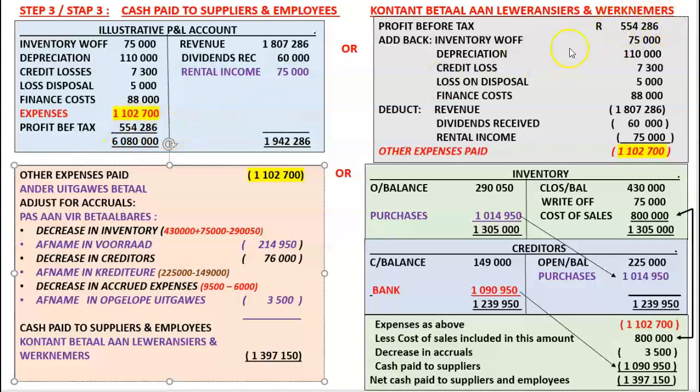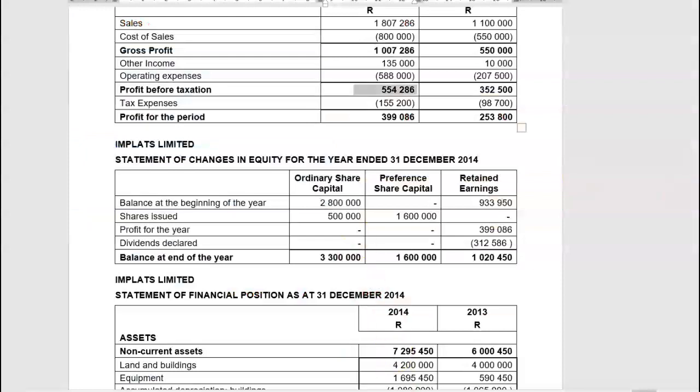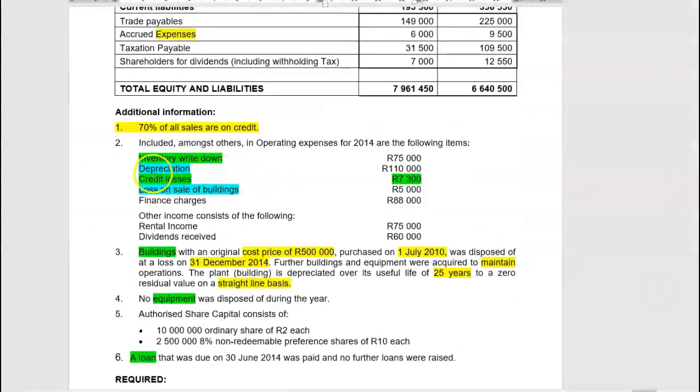The first adjustment that we're going to make is for non-cash flow items. Those that we've picked up in our accounts here, we can use that immediately. Depreciation, 110,000. Loss on the disposal of buildings, 5,000. Then going back to the question itself, I've told you that we have depreciation and credit losses. We said that that is a non-cash flow item, so I have to adjust under non-cash flow items my profit before tax with credit losses.